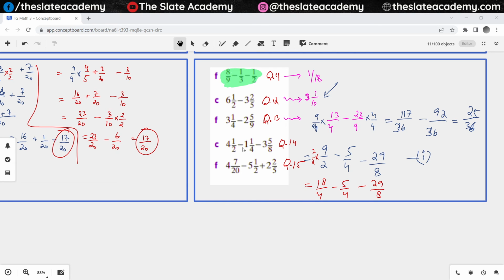Now if I solve just the first two, 18 minus 5, that would be 13 by 4. And this minus 29 by 8 stays the same. Okay. And now in order to make the two fractions the same, I'll have to multiply and divide the first one with 2 so that its denominator becomes 8. It will become 13 2s are 26 over 4 2s are 8. 26 over 8 minus 29 over 8. And this becomes minus 3 by 8.